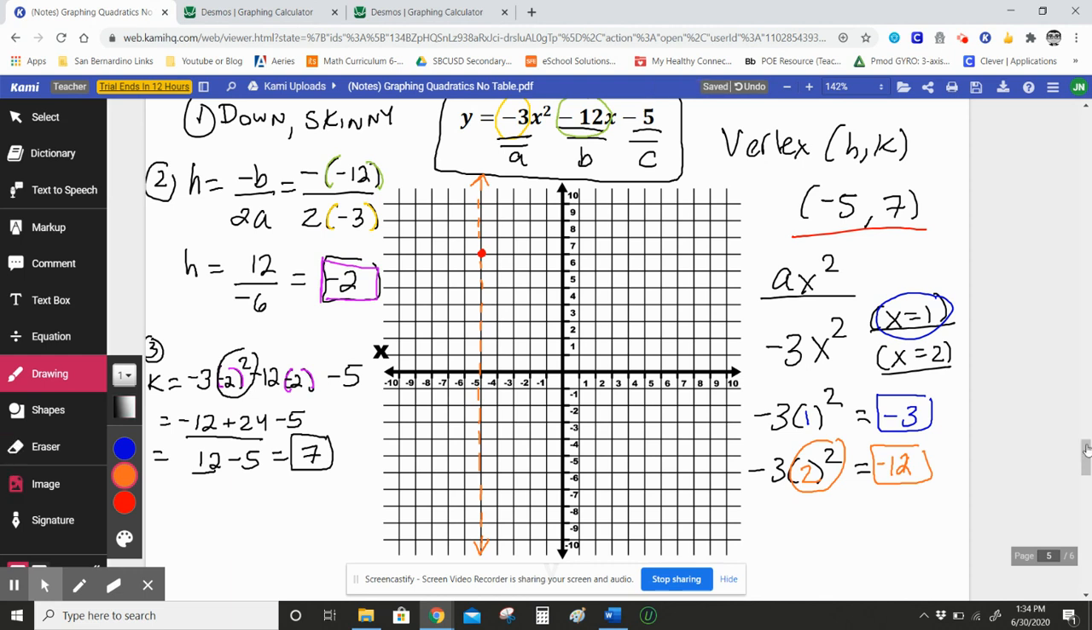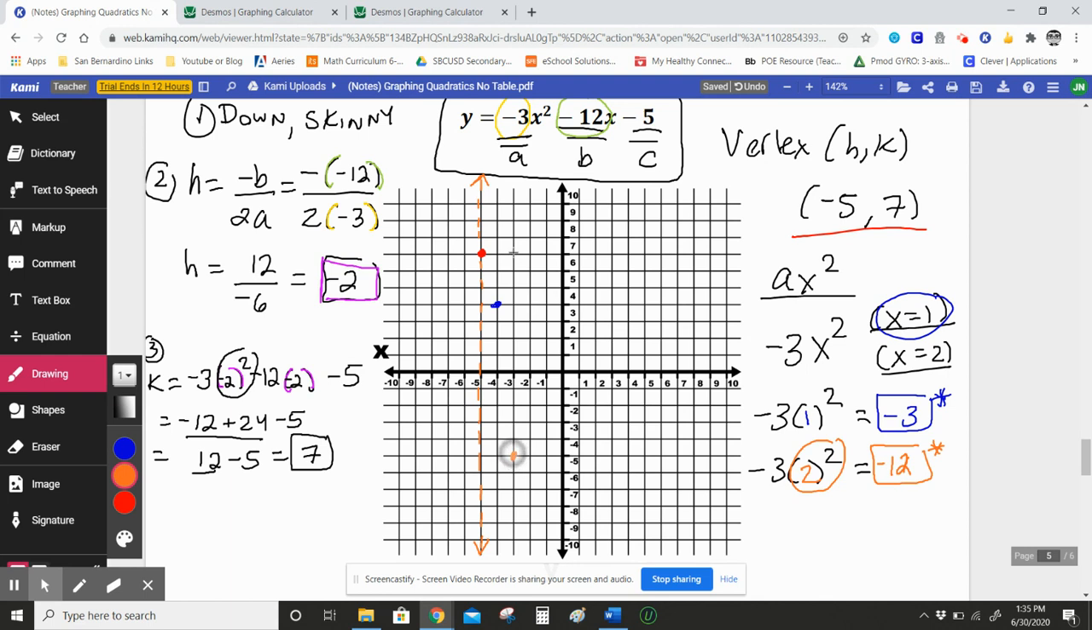So when I graph this, again, we have to start at the vertex. Everything corresponds back to the vertex of the original problem. So when I go 1 space over, I'm going to be going down 3. So 1 space over to the right, I have to go down 1, 2, 3 spaces, which means that this is going to be my next point. When I go 2 spaces over to the right, I'm going to be going down 12. Oof, so it's going to be 2 spaces over to the right, but then down 1, 2, 3, 4, 5, 6, 7, 8, 9, 10, 11, 12.